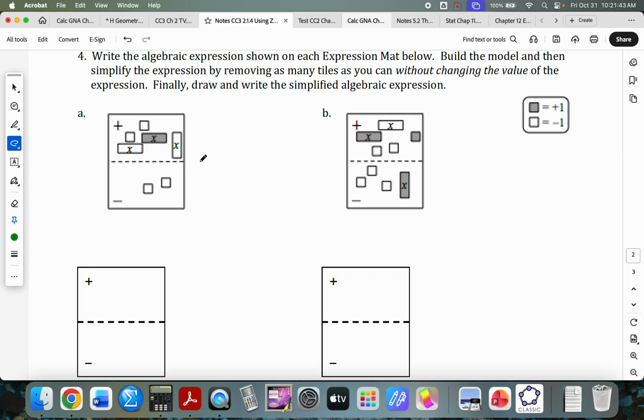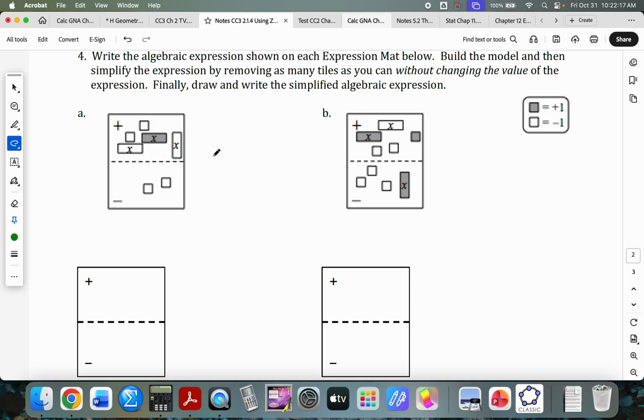All right, so everyone please build the one for 4A. So everybody build the one for 4A on your expression mat. Wait, it's shaded. Yes, right there. Please build this one on number 4.